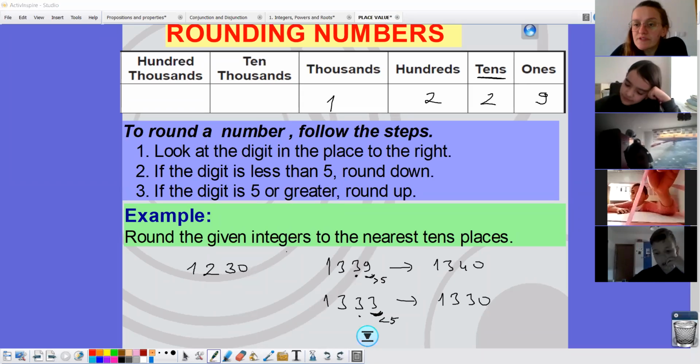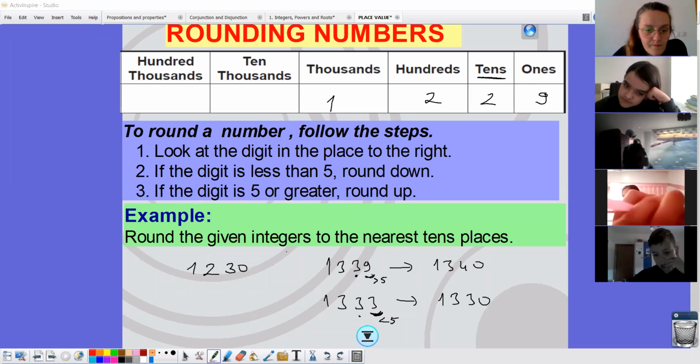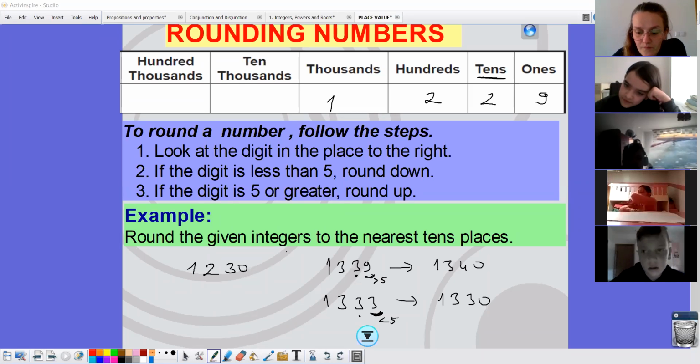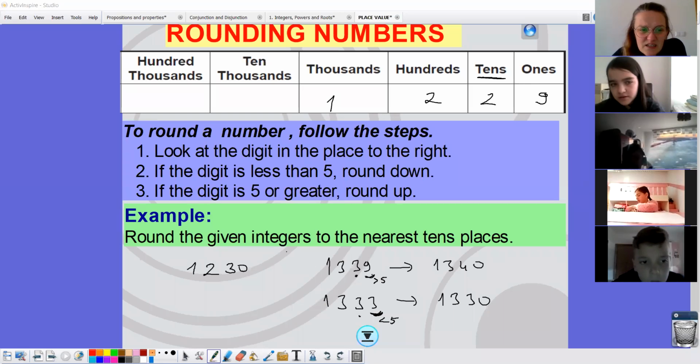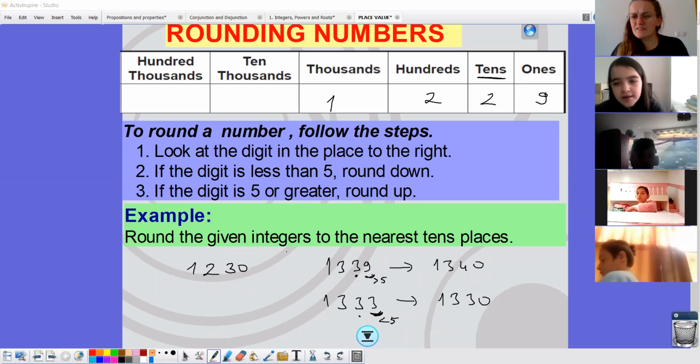Now, if you have written, are you writing? Yes, I'm writing. I'm ready. Which lesson is this one? This is the fourth lesson, the first lesson. Erdit, write all of them. The steps.